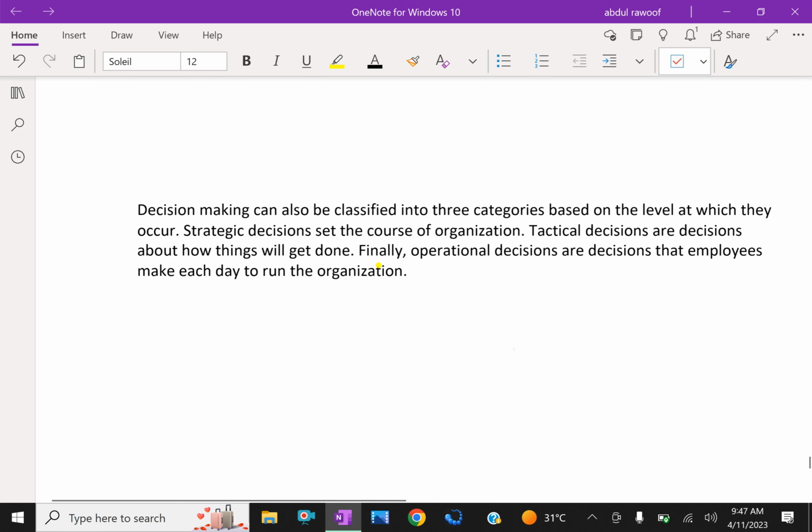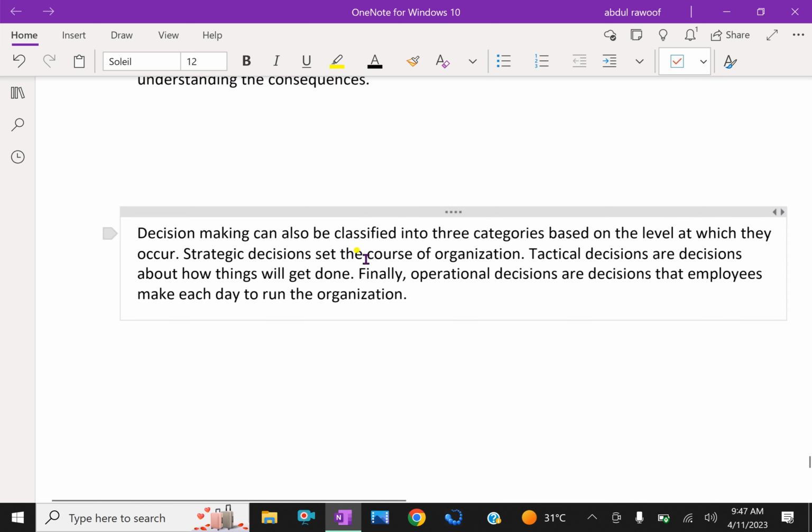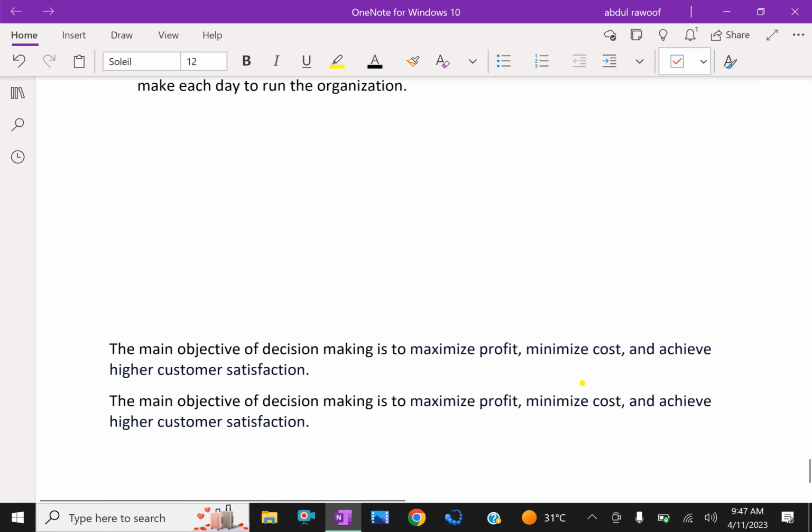Decision making can also be classified into 3 categories based on the level at which they occur. Strategic decisions set the course of the organization. Tactical decisions are decisions about how things will get done. Finally, operational decisions are decisions that employees make each day to run the organization.